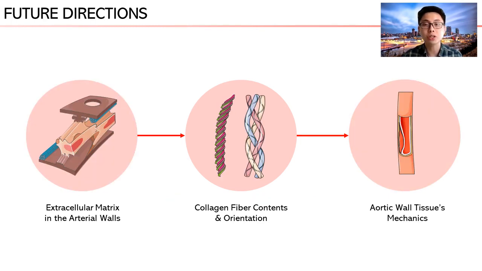Future directions, which is also what I'm working on right now for my final year thesis, is to better understand the effect of the extracellular matrix in the arterial walls, specifically the collagen fiber content and orientation, on the aortic wall tissue's mechanics. This will provide more insights toward the pathology and development of aortic aneurysm.